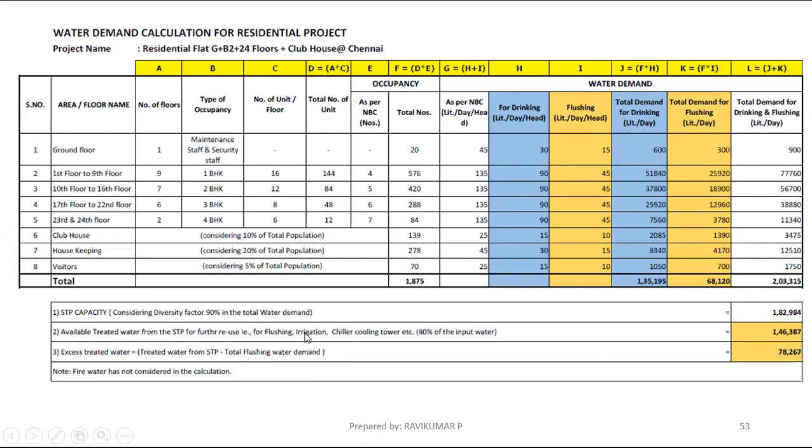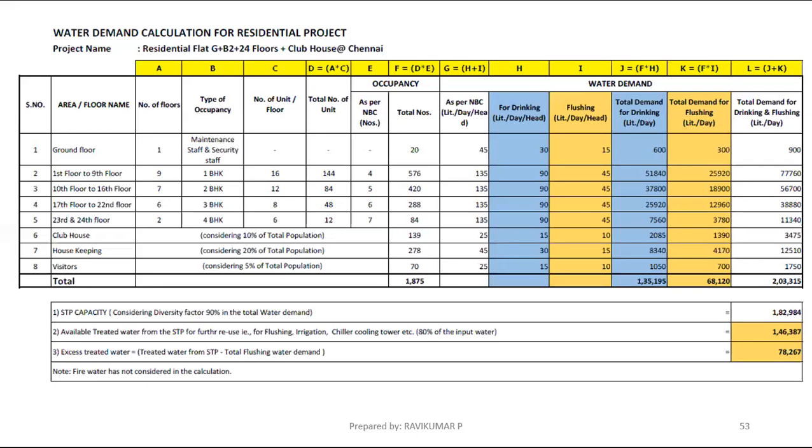After treating in the STP, if you are giving an input of 100 liter, how much water will you get? You will get 80 liter of water only. The other 20 liter will go for waste and sludge, so you have to remove the sludge and other waste. That's why we get treated water from the STP, 80% only of the input. So if you give an input of 180,000 liter, you will get 146,000 liter of treated water.